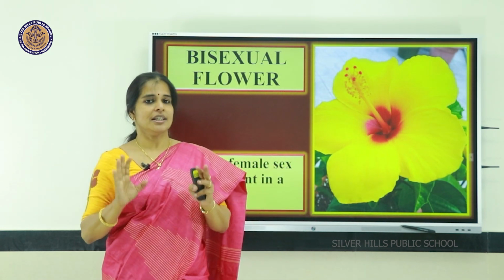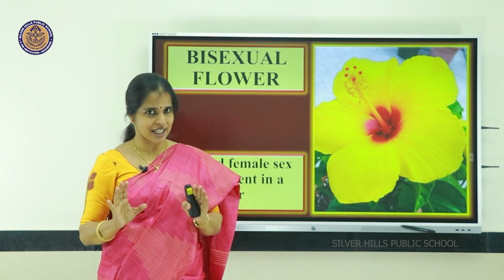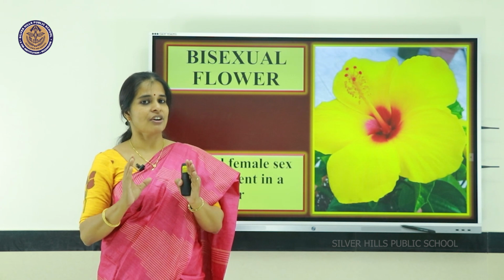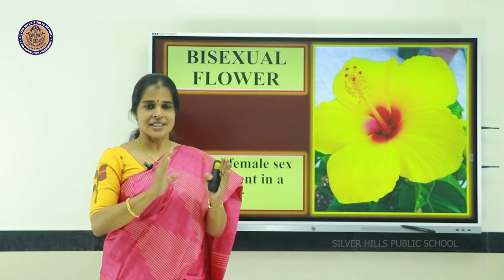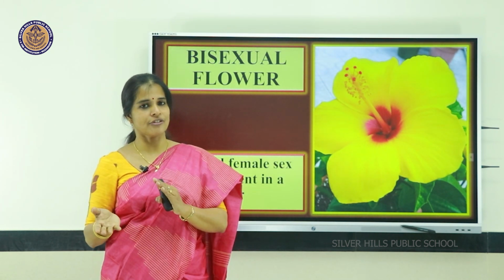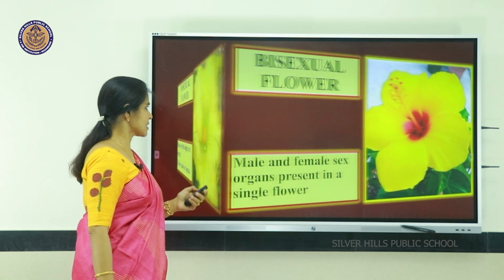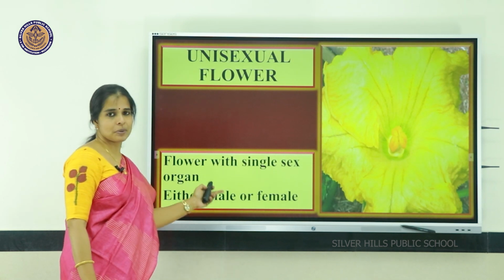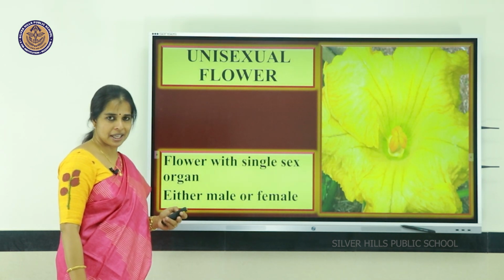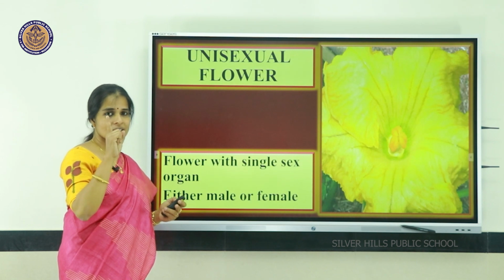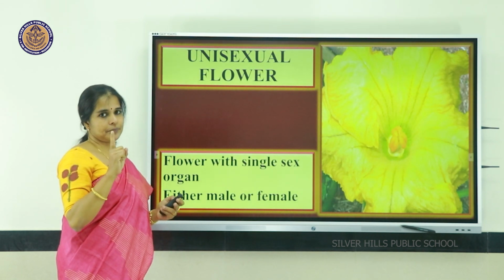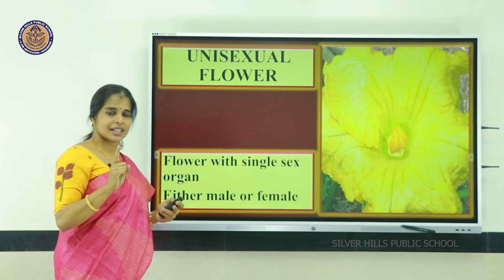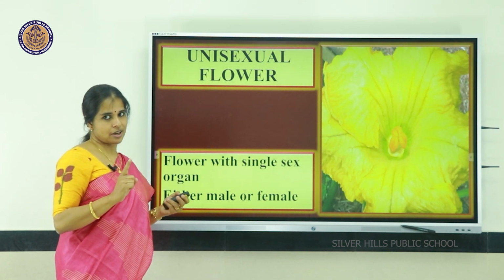So, based on the arrangement of reproductive organs, male and female reproductive organs, the flower could be divided into two types, as unisexual flower and bisexual flower. Unisexual flower means, what is it? The flower with a single sex organ. It could be either male or female. Only one sex organ is present in a flower. Example, papaya, cucurbita, all these are examples for unisexual flowers.